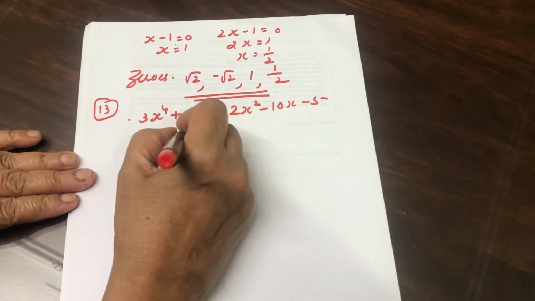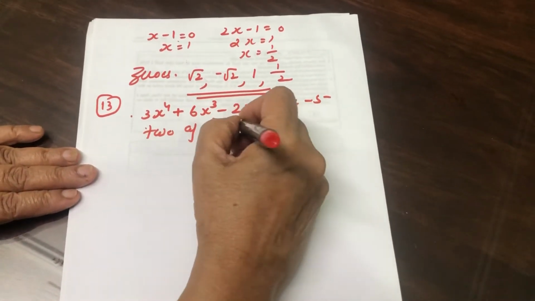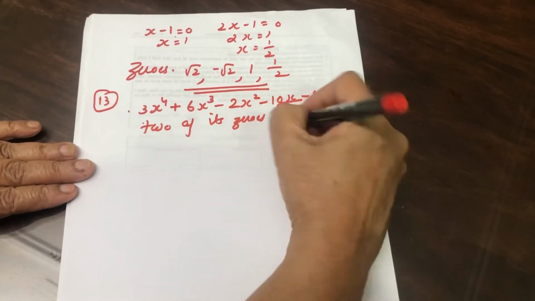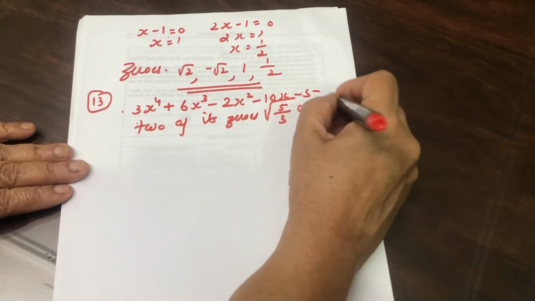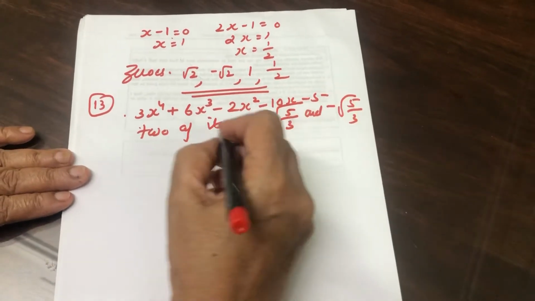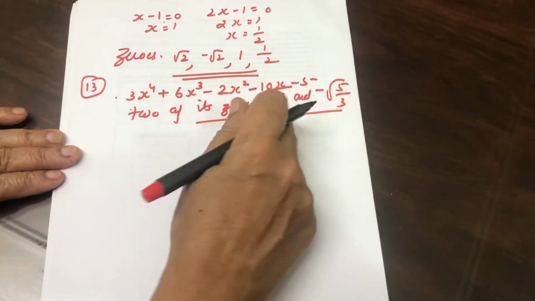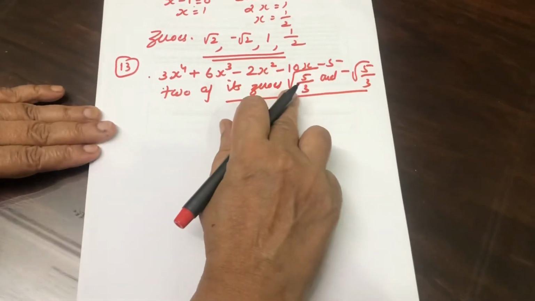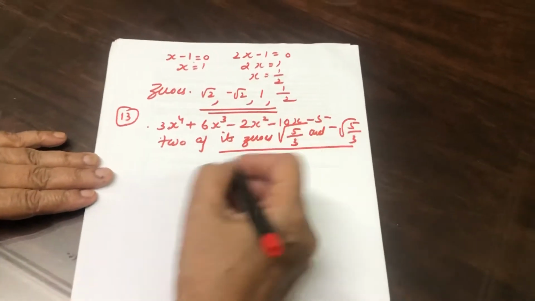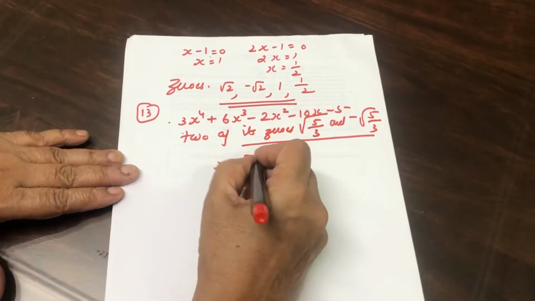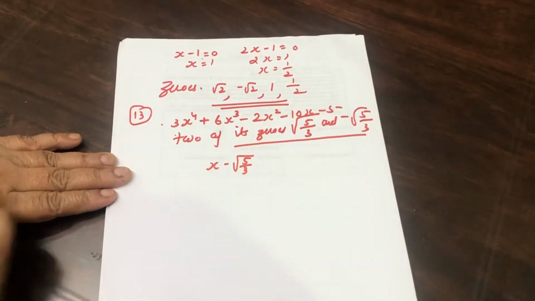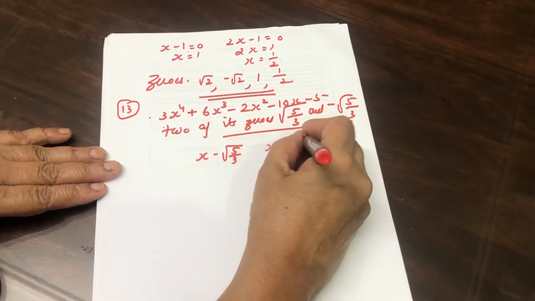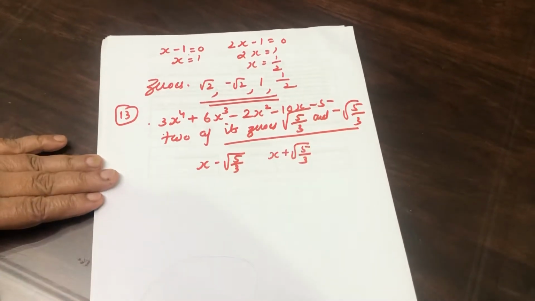Two of its zeros are root of 5 by 3 and minus root of 5 by 3. Since these two are the zeros, you know how to write down the factors. So x minus root of 5 by 3 is one factor, and x plus root of 5 by 3 is another factor.